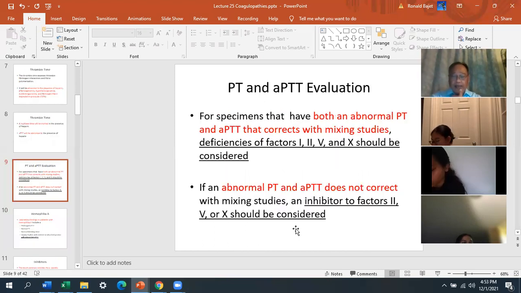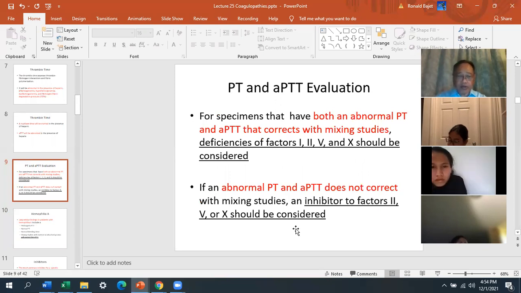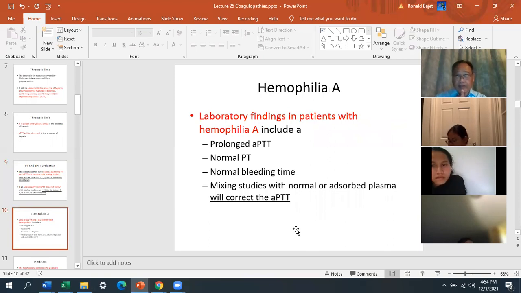The same rationale goes for specimens that have both the PT and PTT being abnormal. You do your mixing studies with a 1-1 mix with normal pooled plasma. If they do not correct, then consider inhibitors to factors 2, 5, and 10. If they do correct, then consider factor deficiency. So correction basically means that you have a factor deficiency. Non-correction means you have the presence of an inhibitor, and that's how you can tell the difference between the two.